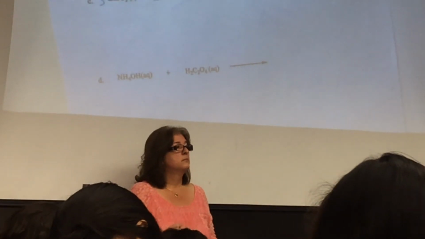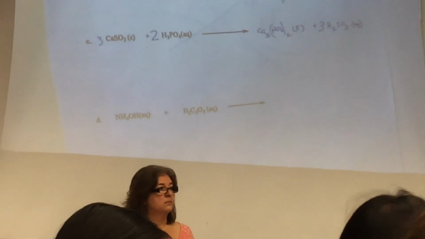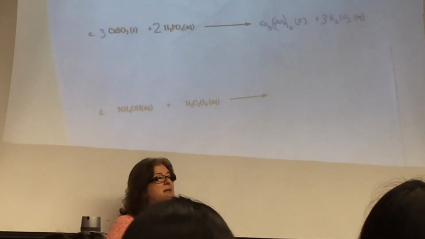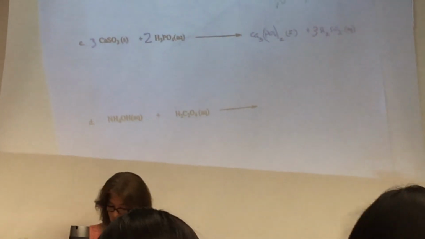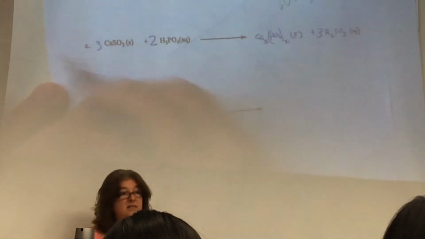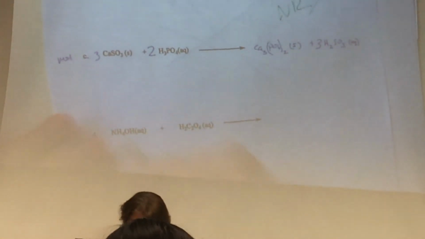I have a quick question. The list of the weak bases was group 1A hydroxides, group 2A hydroxides, except beryllium and magnesium. So this is the molecular equation. That's a molecular. How do I do a total ionic?